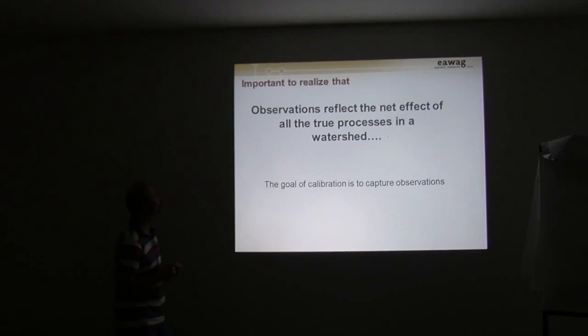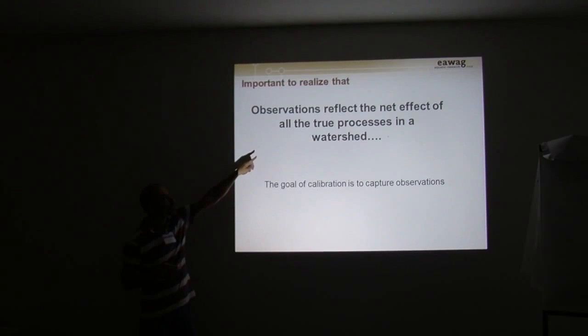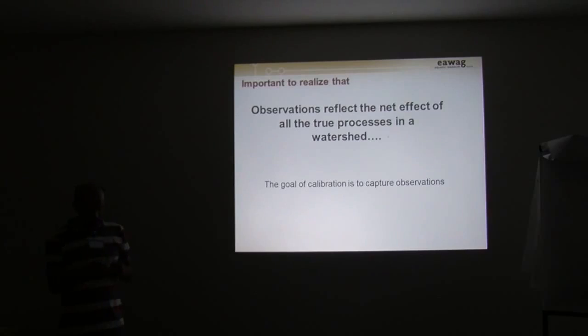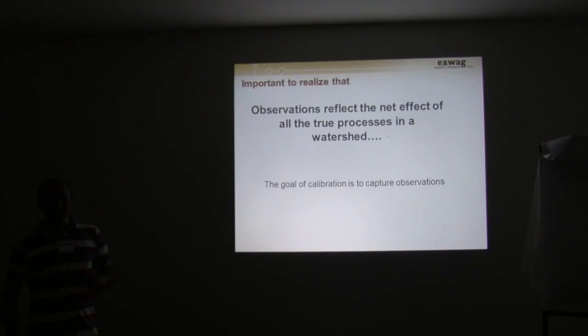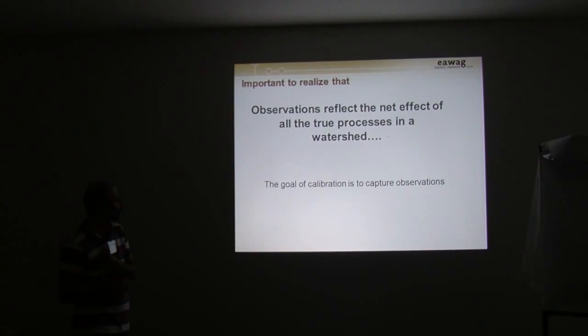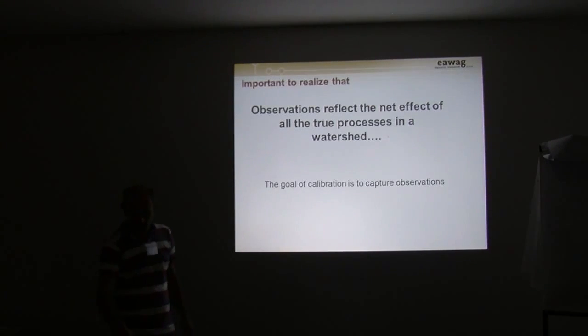if you can accept this, that the observations reflect the net effect of all true processes in a watershed, because you have all natural processes, they come to this observation. Given that your observation is correct, then this observation point is really all true processes translated into one single point. And if I'm able to account for this one single point in my simulation, then I'm correctly accounting for all those natural processes that are taking place. Because that's the goal of calibration, to account for the observations.